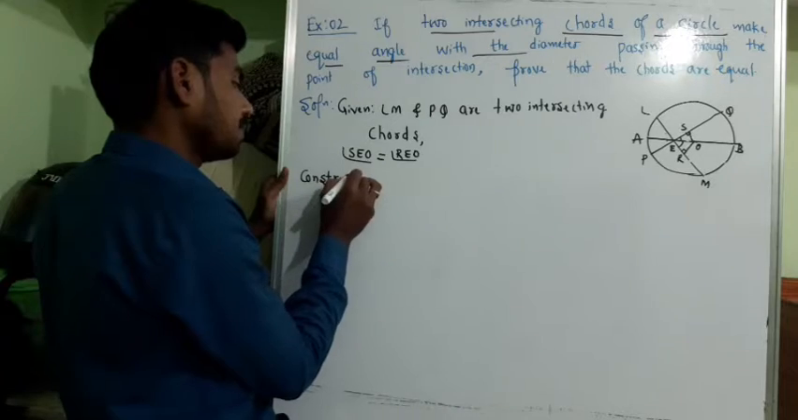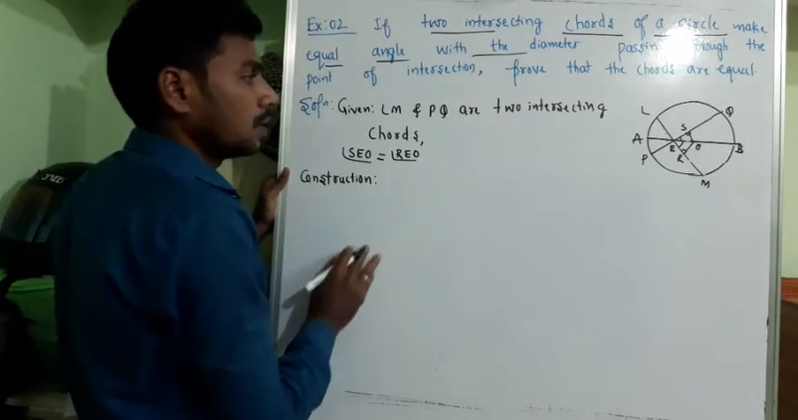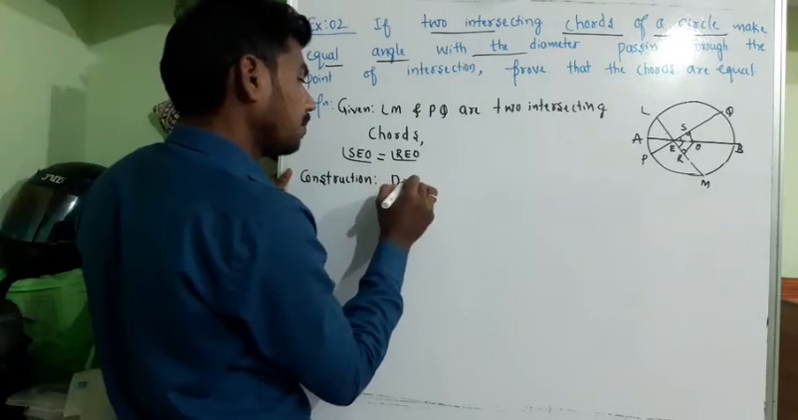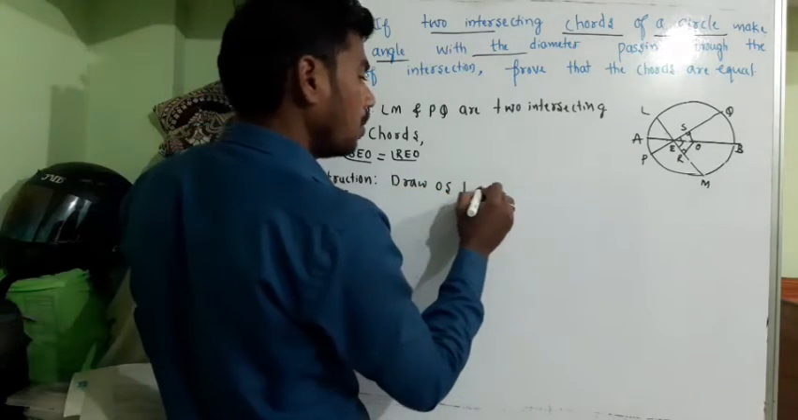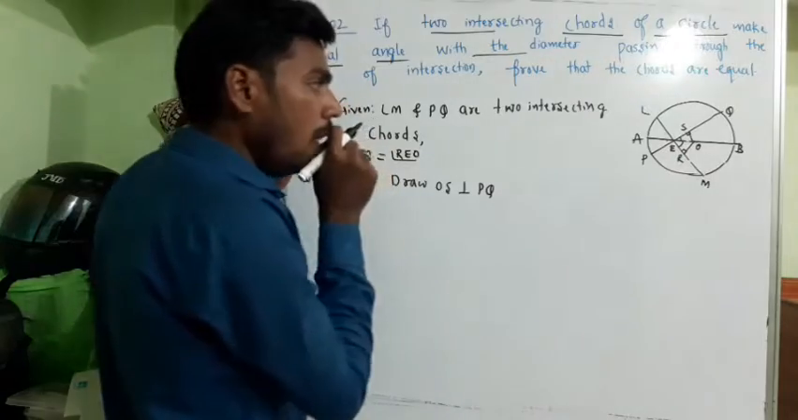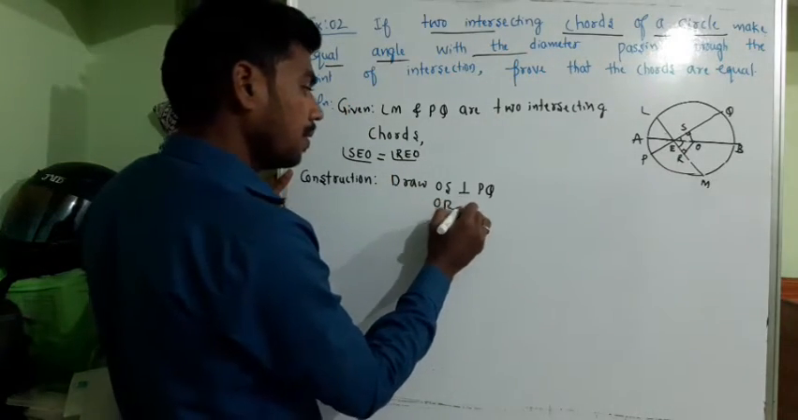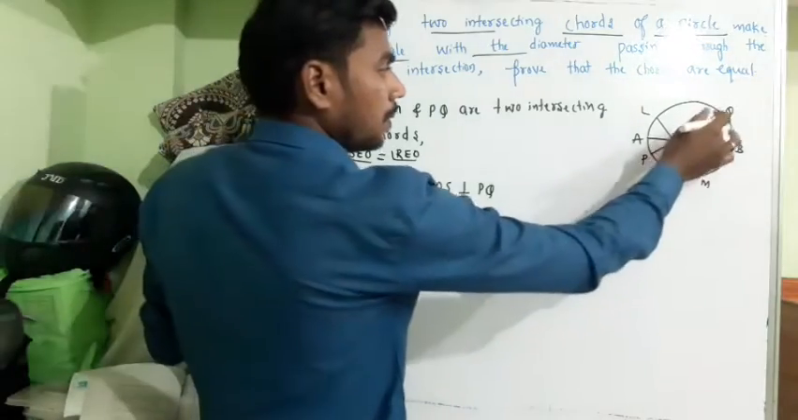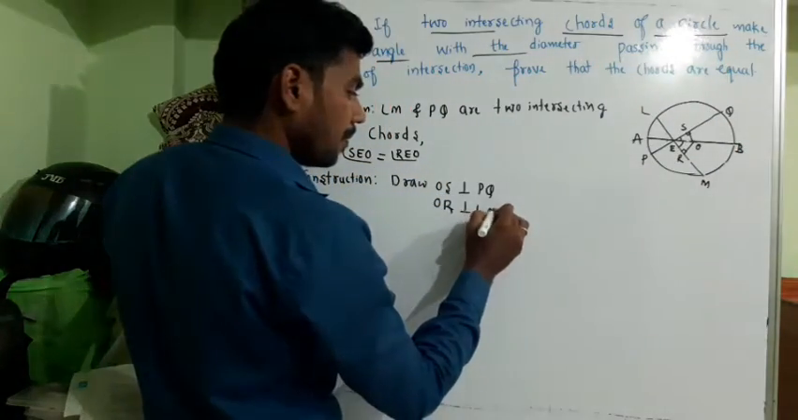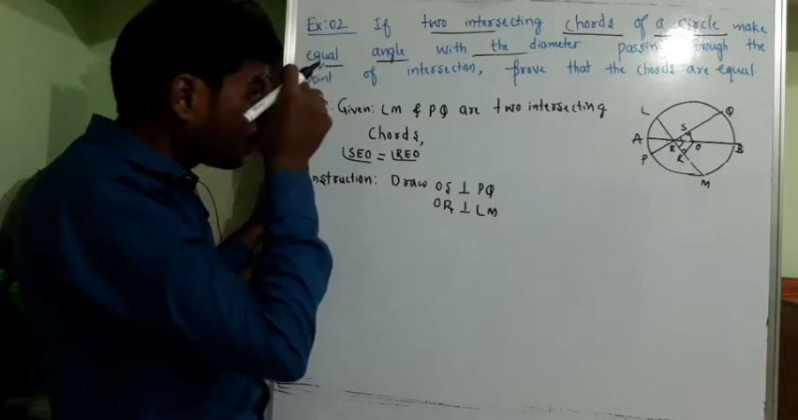Construction: draw OS perpendicular to PQ and OR perpendicular to LM. Fine. Now, what do we need to prove?